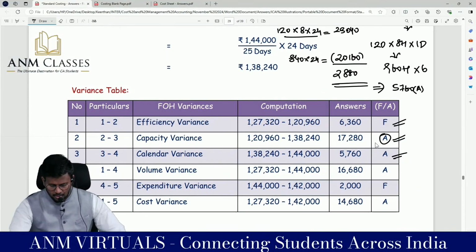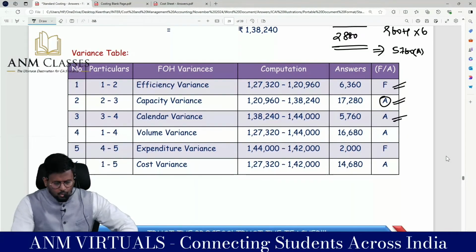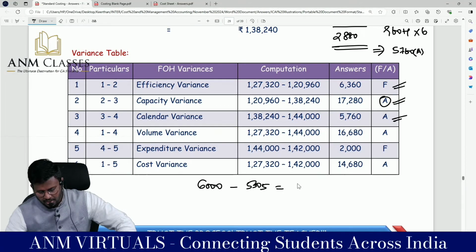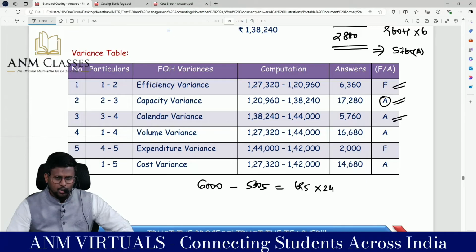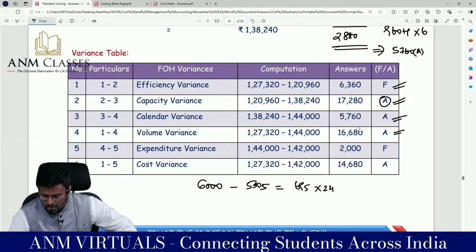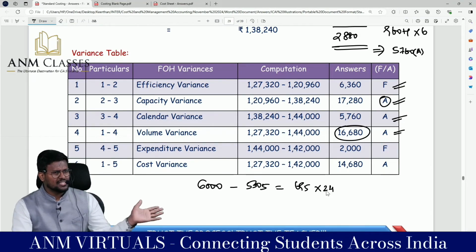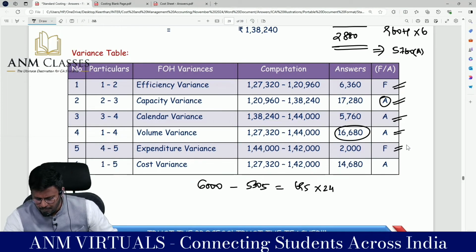Comfortable? So I am having volume variance, very simple. I thought 6,000 units I can produce, but I actually produced 5,305 units. What's the gap? 695 into 24, the standard rate per unit, comes to 16,680 adverse. Very comfortable? Yes, sir. Expenditure variance is BFOH minus AFOH, 1,44,000 minus 1,42,000, that is 2,000. Comfortable?